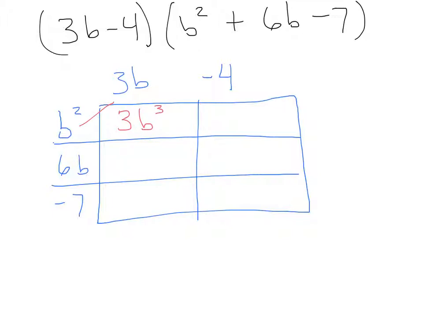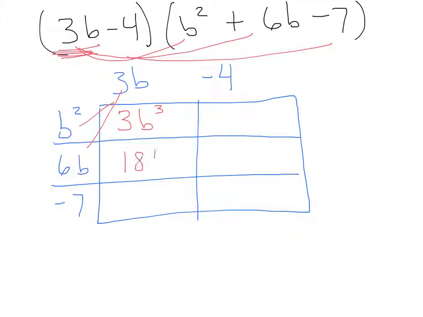Then you have 3b multiplying 6b. Again, notice, here's 3b. Let's multiply this, then let's multiply this, then let's multiply this. So we're taking 3b and we're multiplying 6b now for 18b squared. And then you're multiplying 3b times the negative 7 for negative 21b.